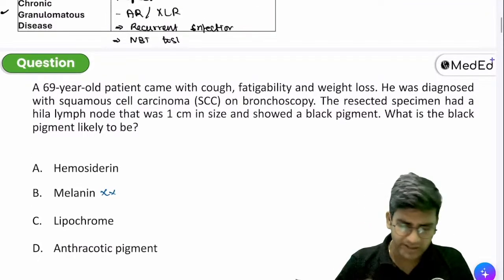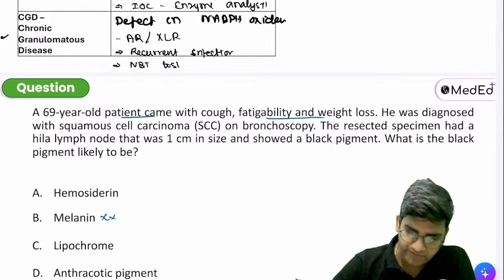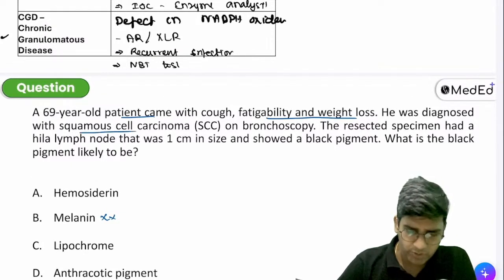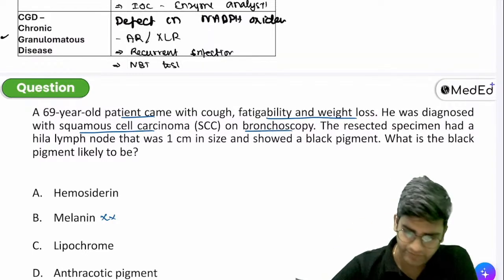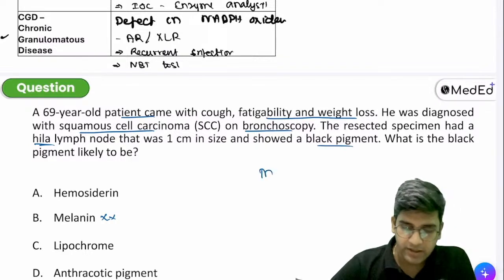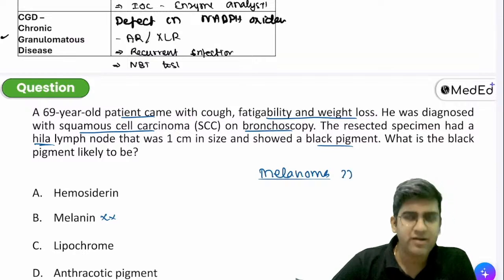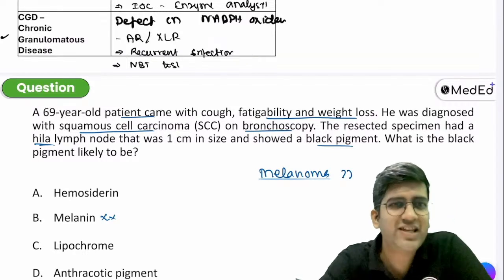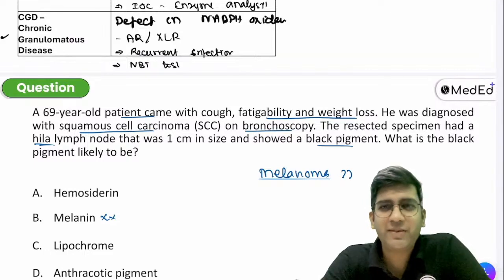Now tell me honestly, let's read the question. It's a 69-year-old patient who came with cough, fatigability, and weight loss, diagnosed to be squamous cell carcinoma on bronchoscopy, right? So it means in the lung, in the bronchus somewhere. The specimen of the hilar lymph node shows a black area. First question, melanoma. Do you think melanoma is common in the bronchus or esophagus, or it's very, very rare? It's very, very rare, right? You generally don't see melanoma in the bronchus or esophagus area. Melanoma can be seen in skin. It will not be seen in these areas.